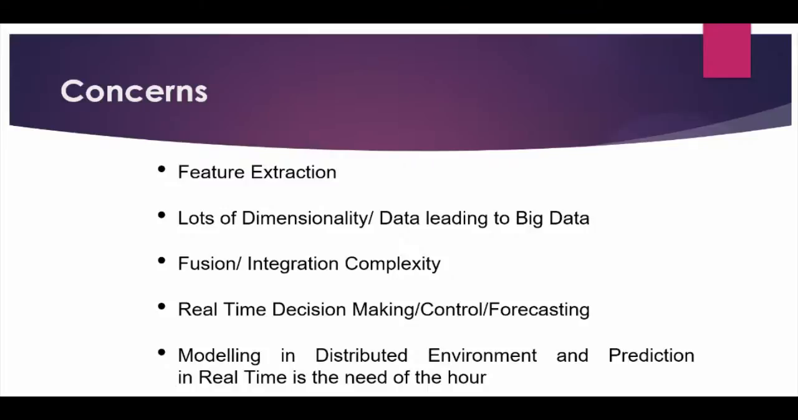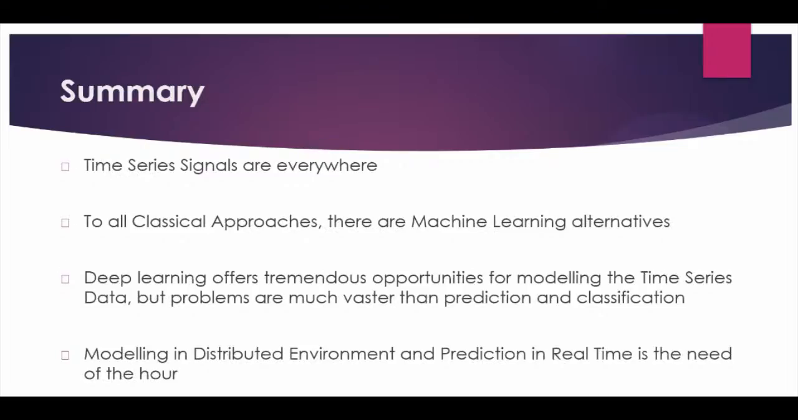So this is the summary of today's discussion: time series signals are everywhere. Alongside all the classical approaches, there are machine learning alternatives also. Like we were doing denoising, when we used the fast Fourier transformation, then took the moving average, and then came back to the time domain signal, we found that the result has less noise as compared to the original signal. And similarly, we do the same thing using machine learning approaches, where we apply convolution and handle real life problems.